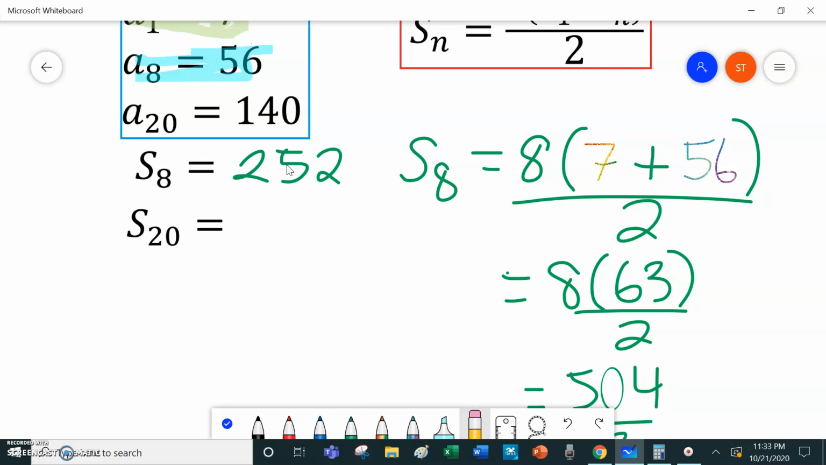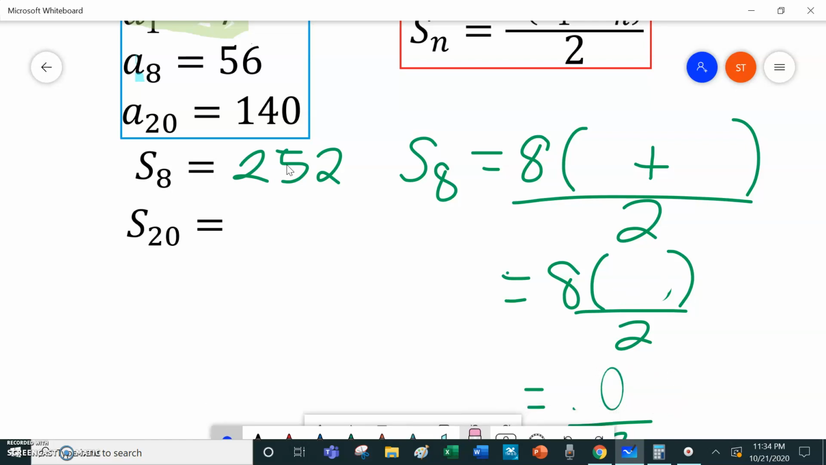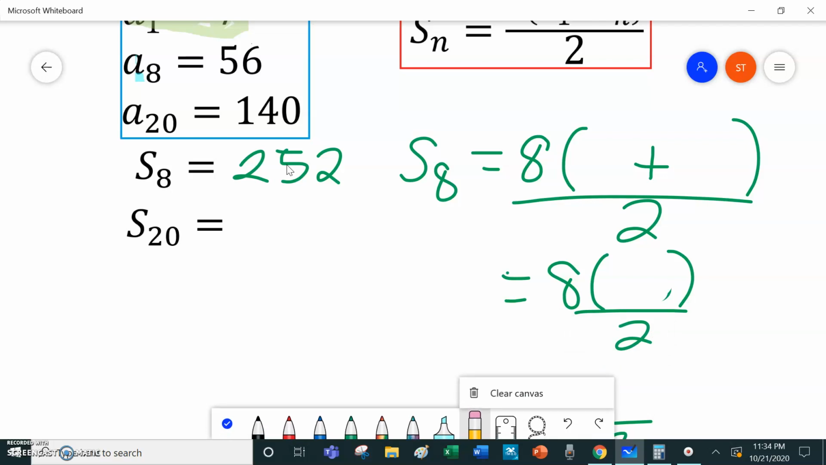Now my second job here is to find the sum of my first 20 terms. So now I'm going to go back in and erase what I had input, and we'll see what I end up with. So now I am looking for the 20th term. So I'm going to start by doing the sum of the first 20 terms. My n will be 20 now.